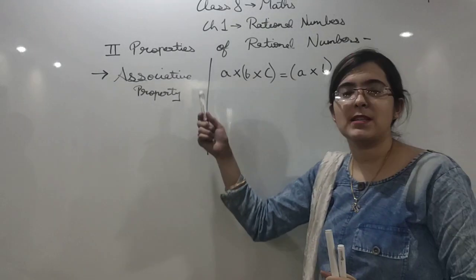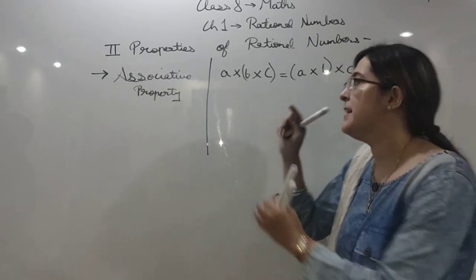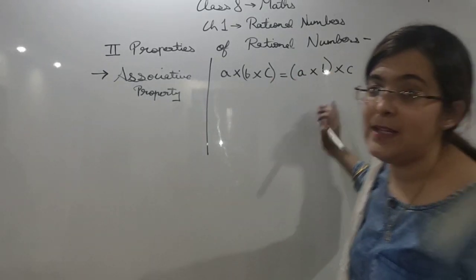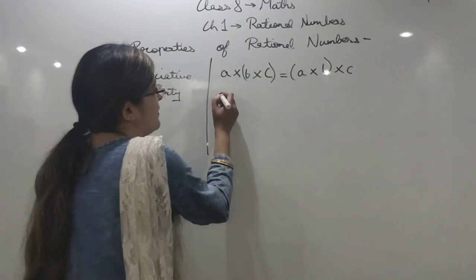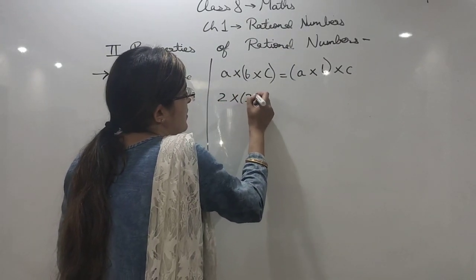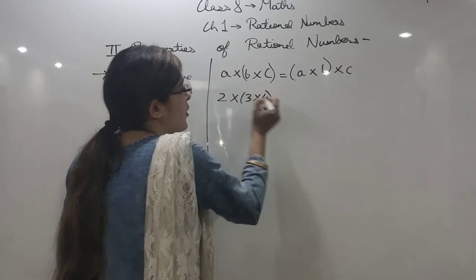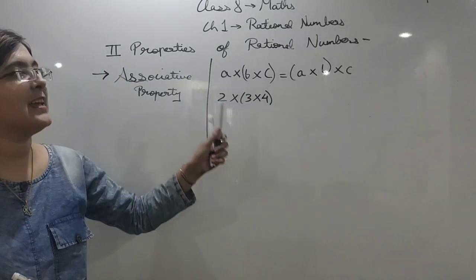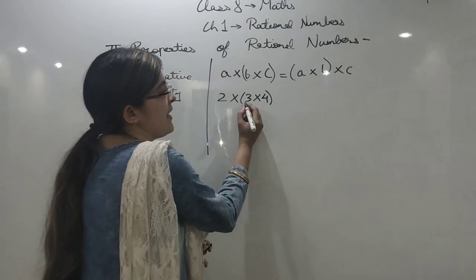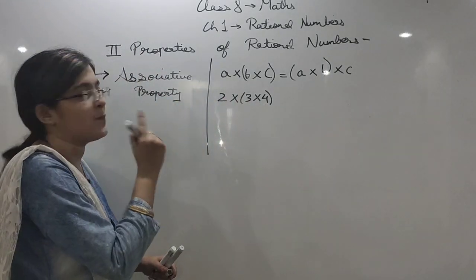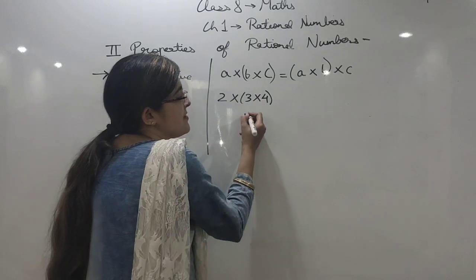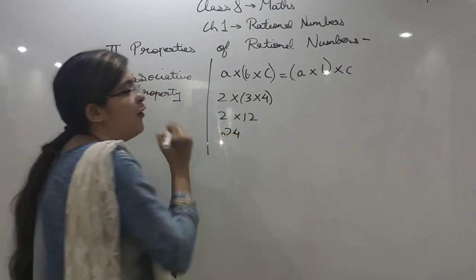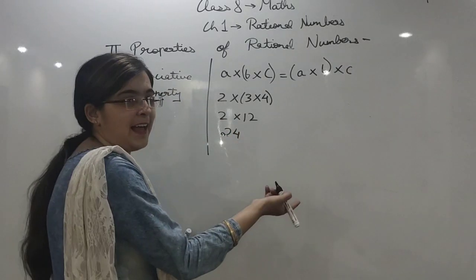What is the associative property of multiplication? That if I change the position of the bracket, the answer won't change. How? Let's see it with an example. Here A is 2, B is 3 and C is 4. First we have to solve the bracket, BODMAS rule. 3 into 4 is 12 into 2. What did your answer come? 24. Correct?